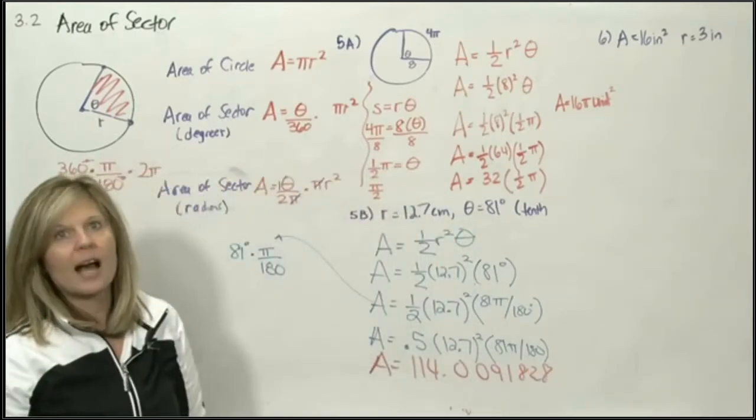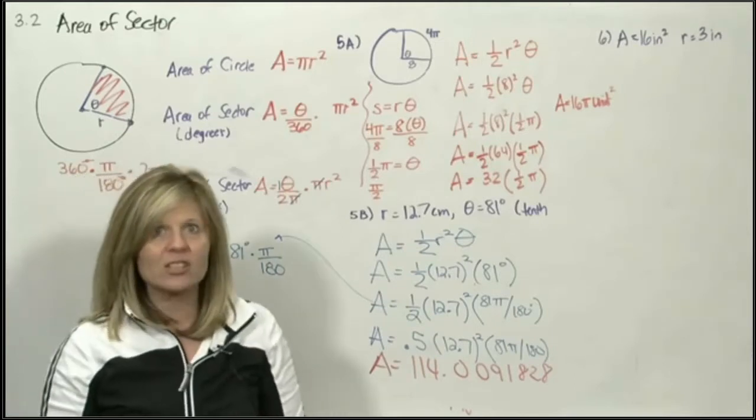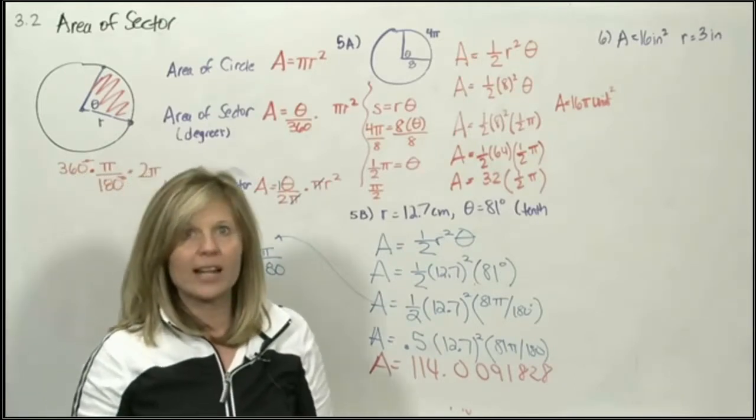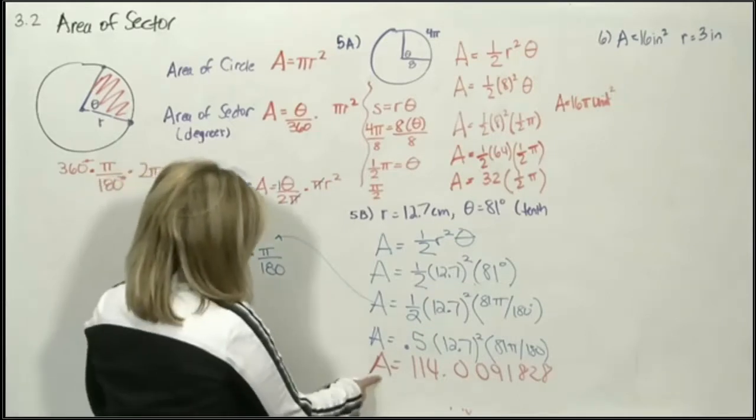A stands for what word, guys? Area. Is area in radians? Heck no. Only thing in radians would be theta, an angle. We didn't find theta. We found area.